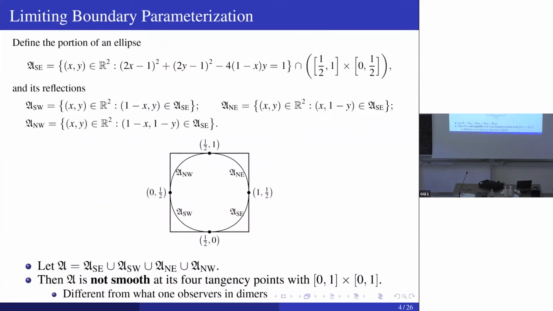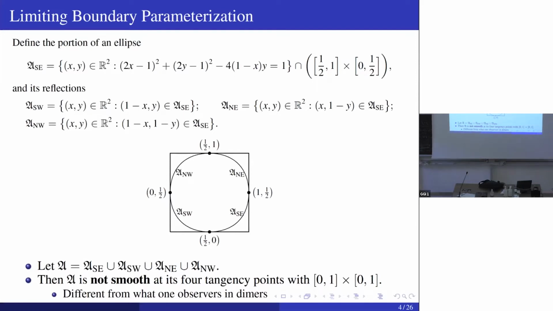Okay. So let me first give you the answer, for what the Arctic boundary is parameterized as. It's going to be a union of 4 pieces of an ellipse. We'll call A southeast the part of this explicit ellipse here: (2x minus 1) squared plus (2y minus 1) squared minus 4 times (1 minus x) times y is equal to 1. So this is some ellipse, and then I intersect it with this little 1/2 by 1/2 box over here. This gives me a portion of an ellipse I'll call A southeast.